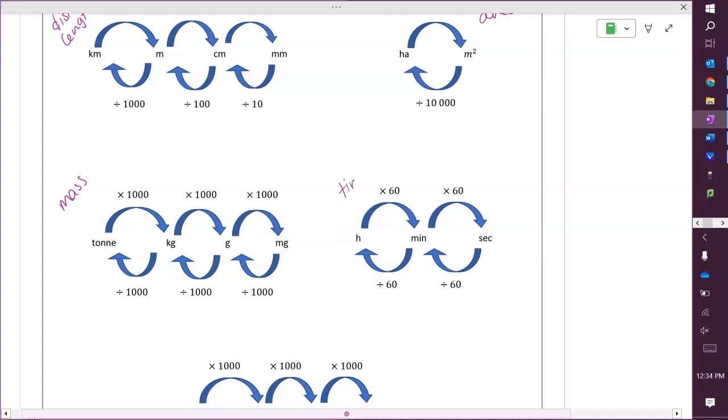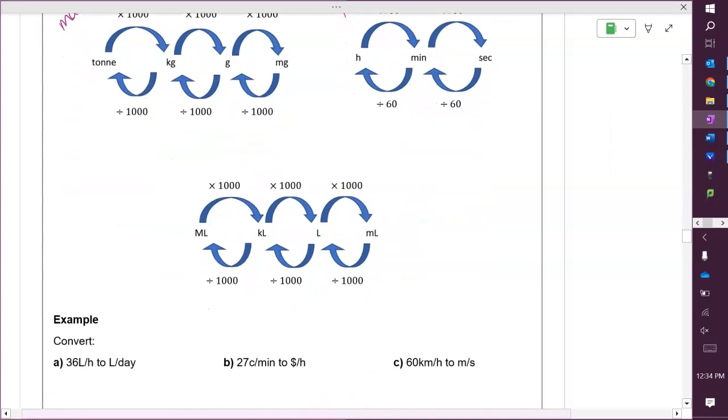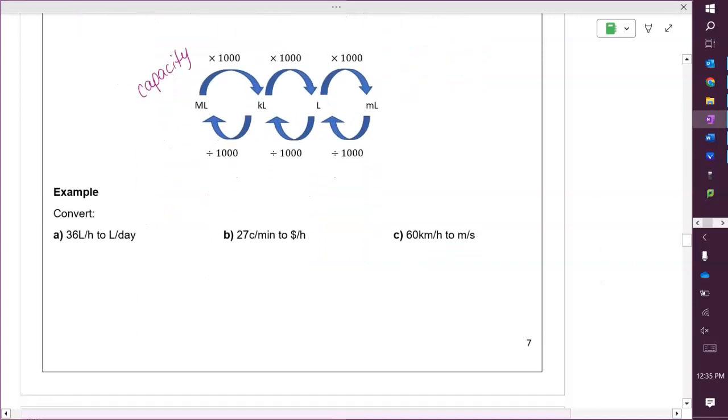Here we have our time. So we have our hours to minutes, we know there's 60 minutes per hour, and our minutes to seconds, again, 60 seconds per minute. And lastly here we have our capacity. So megalitres to kilolitres, kilolitres to litres, litres to millilitres. It's the same thing here, very similar to our mass one, it's all by 1,000. So we then look at the questions below.